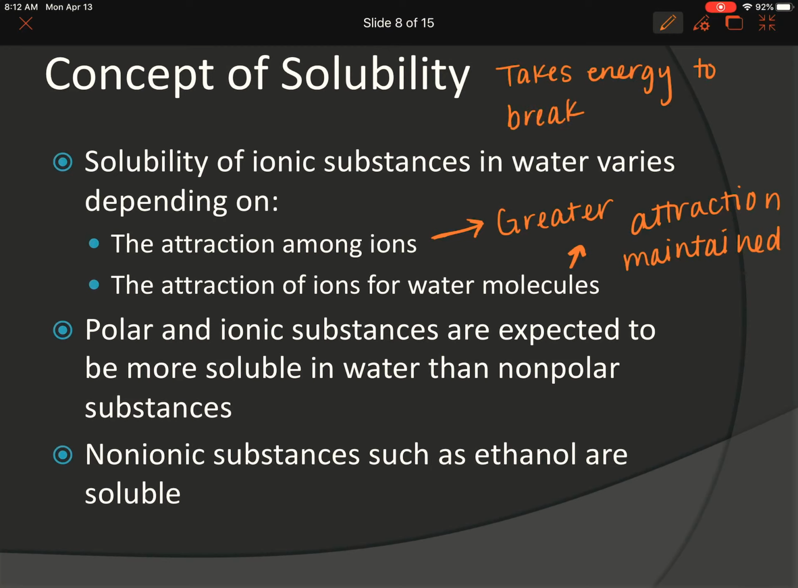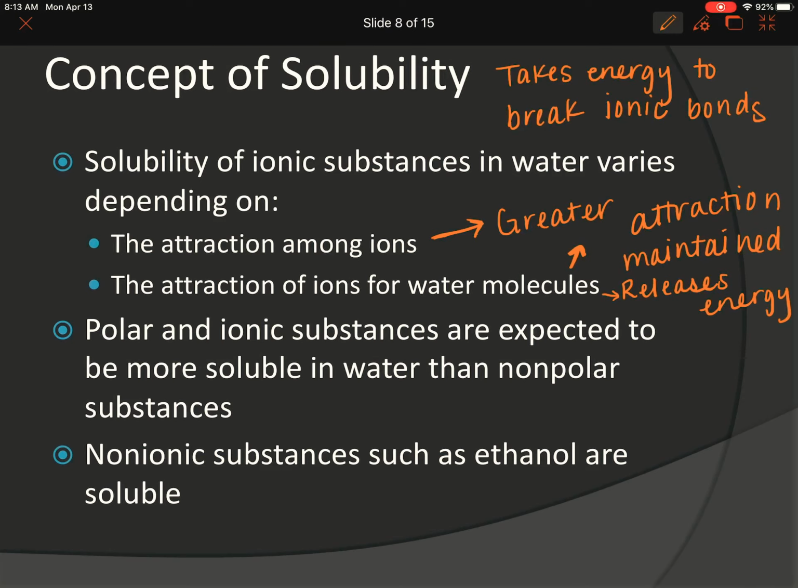It's not something that's happening organically, I guess. It takes energy to break ionic bonds. But energy is released during the formation of bonds. Remember, the bonds between the ion and the water release energy. So the formation of bonds releases energy.